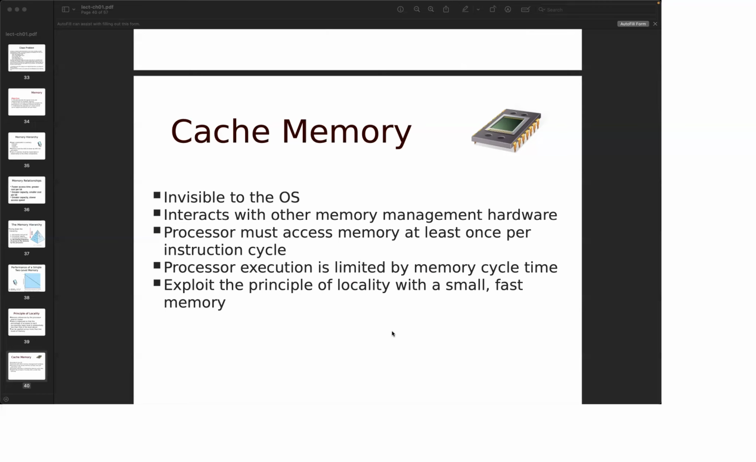It's integrated with the drive to handle it, and with other memory. So this was the memory hardware, and the processor must access the memory at least once per instruction cycle. So at least once, because you see the program counter. If you remember the program counter, we always need to go to the address and fetch it. So it's just what we know.